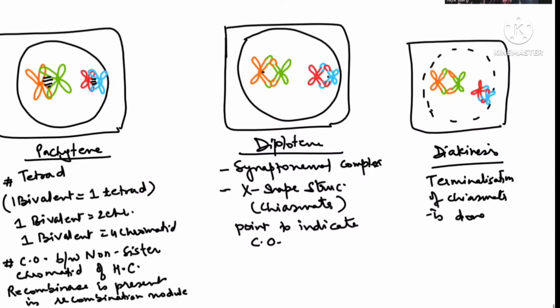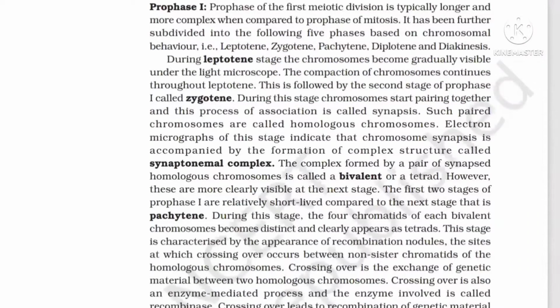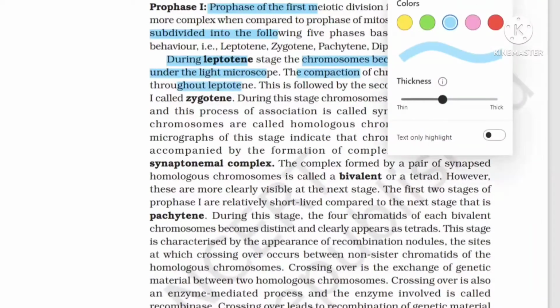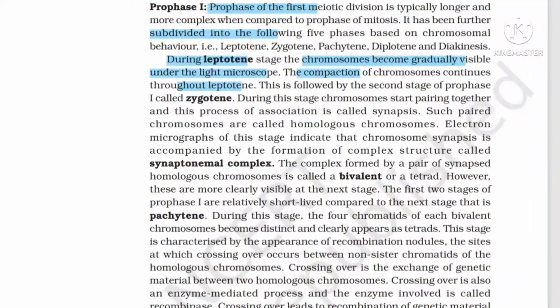Now one minute, beta. Now see, beta, we have studied prophase 1. It is subdivided into following 5 stages. First is leptotene. Chromosomes gradually become visible under the light microscope. Compaction will continue. Only this much you have to remember for leptotene stage. Now go for the zygotene. Second stage is zygotene. During this stage, they start pairing, and the process is known as synapsis.